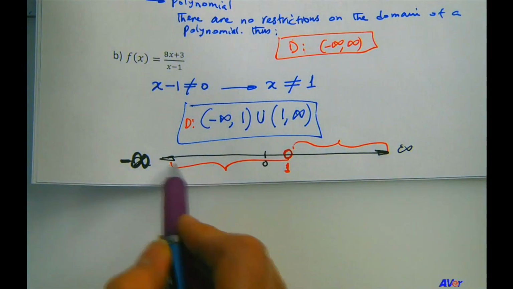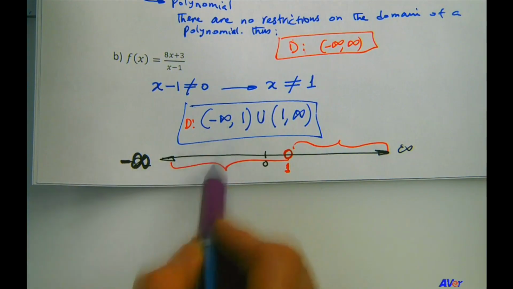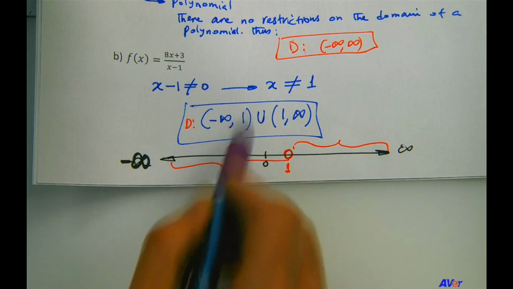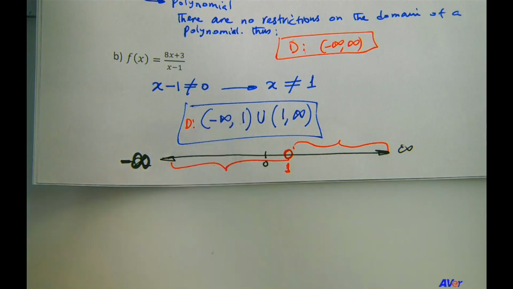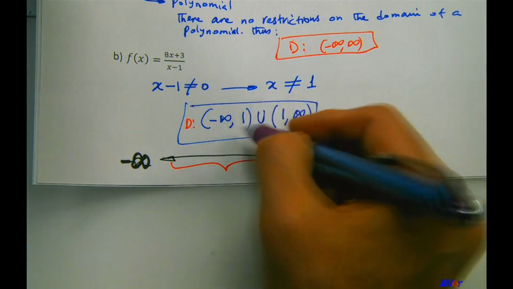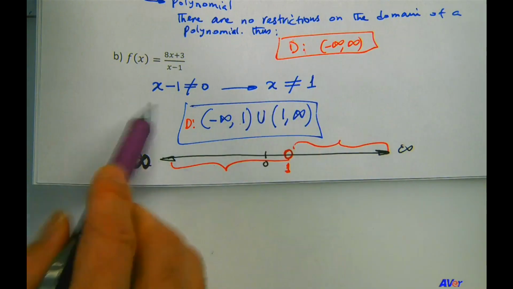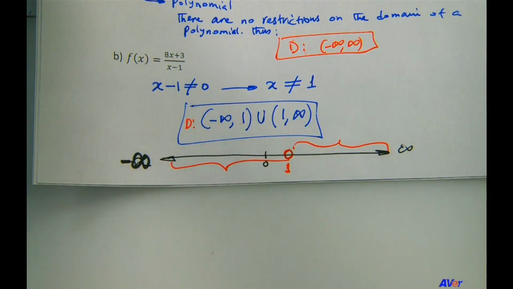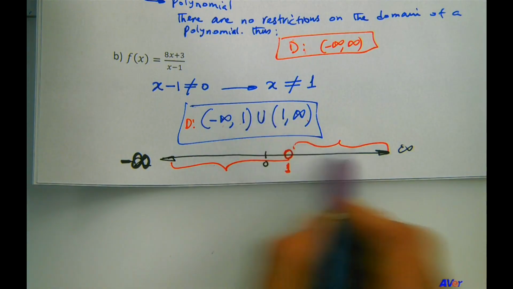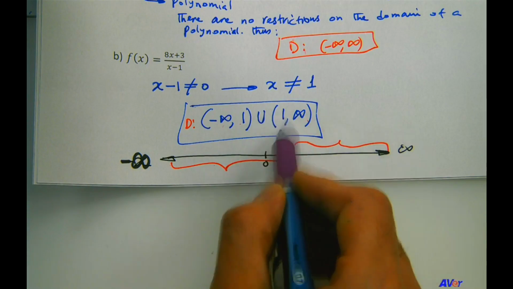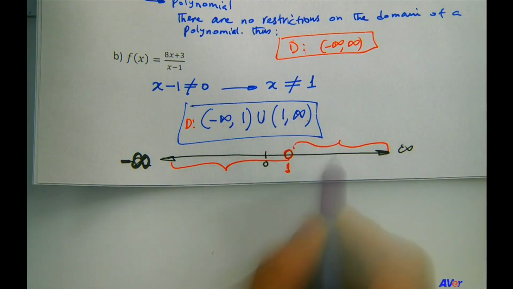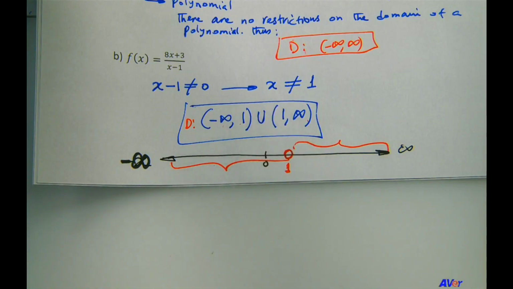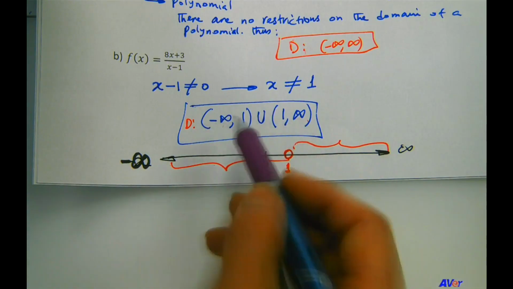So domain is negative infinity, comma 1, parenthesis. Parenthesis indicates that 1 is not acceptable. Parenthesis means 1 is being excluded from the domain. If it was a bracket, then we could include 1. But we do not want to include 1. So there's a parenthesis. And the infinity side always gets the parentheses, regardless. So then union this piece, which is right after 1, 1, comma, infinity. So I hope this little graph helps you see where this domain is taken.